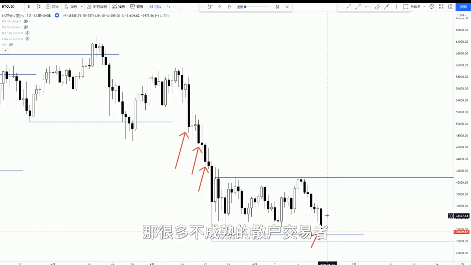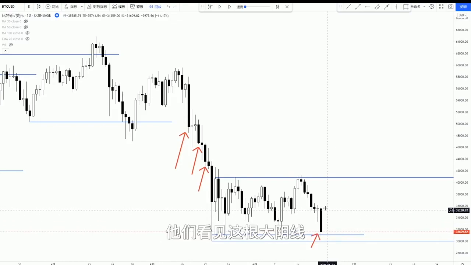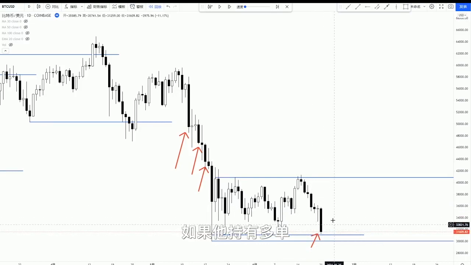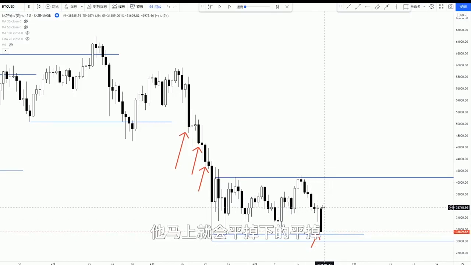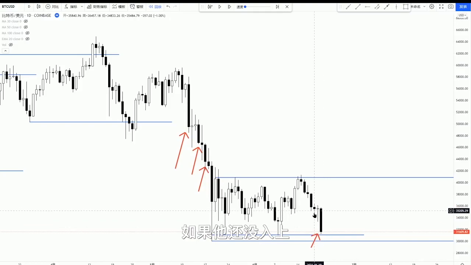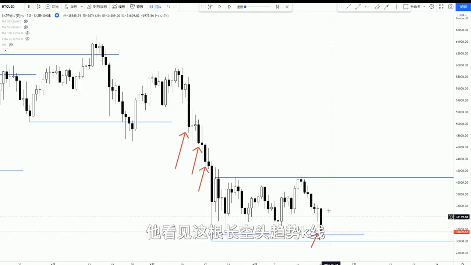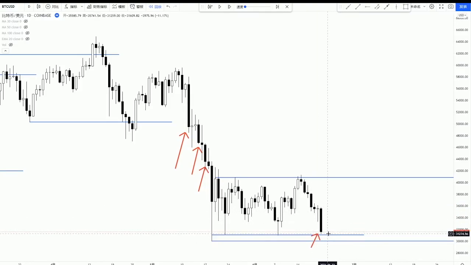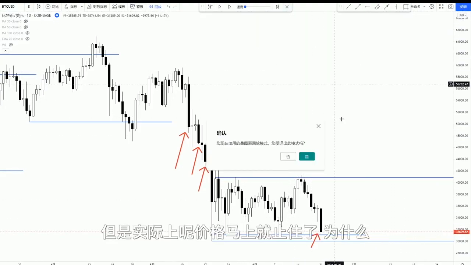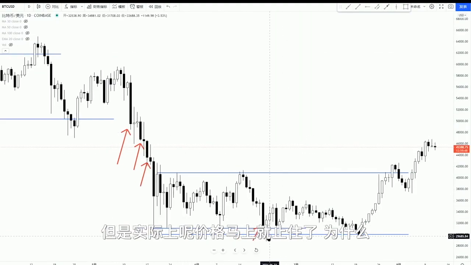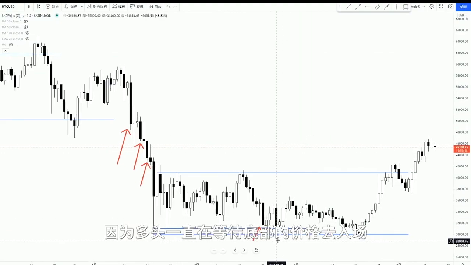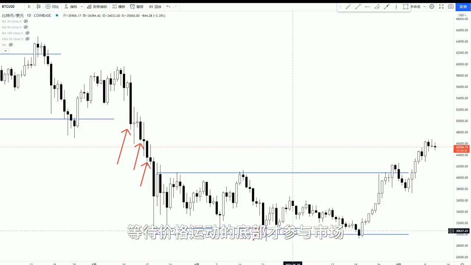But in fact the price stopped immediately. Why? Because the bulls have been waiting for the bottom price to enter, waiting for the price movement at the bottom to participate in the market. This kind of vacuum can easily occur in a trading range, as well as when prices are moving against well-defined support levels. It is important to carefully identify it and not get caught up in this long trend line.